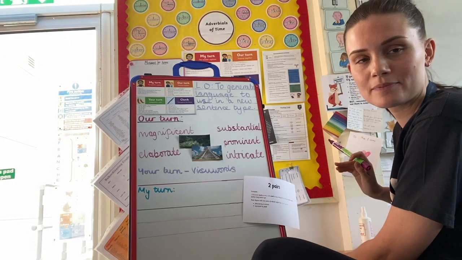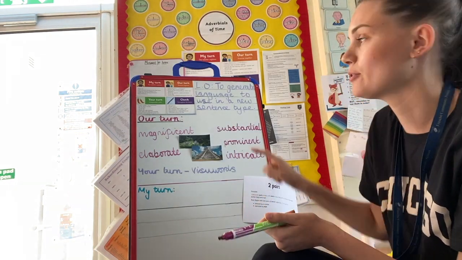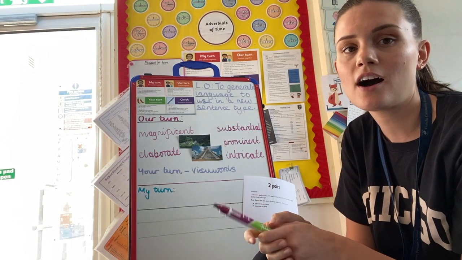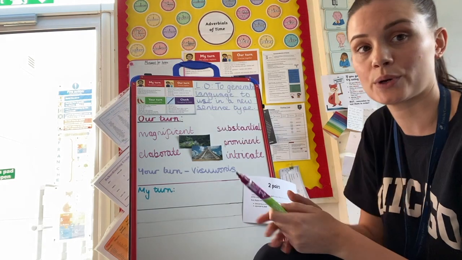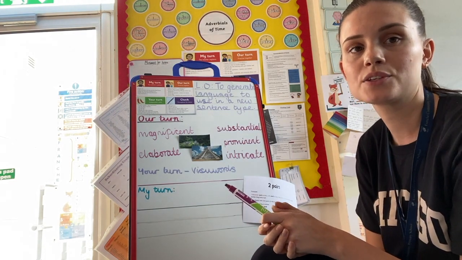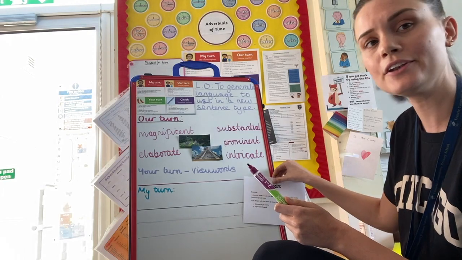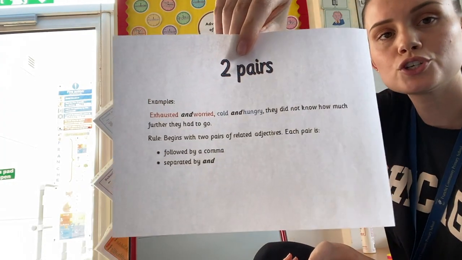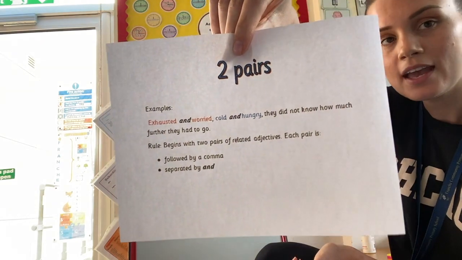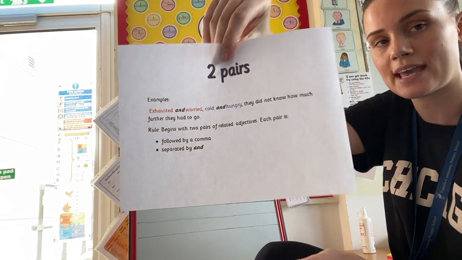Okay, Year 5. Now that you have looked at adjectives for Mayan ruins, I think we should have a go at using these words and vocabulary to put into a new sentence type. Now, our new sentence type that we are going to look at is called two pairs. Now, I'm going to read you what this means, and then we are going to have a go together.